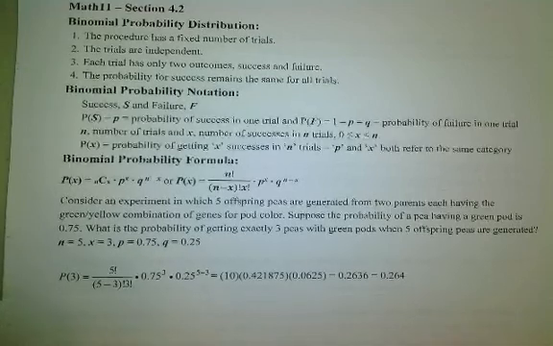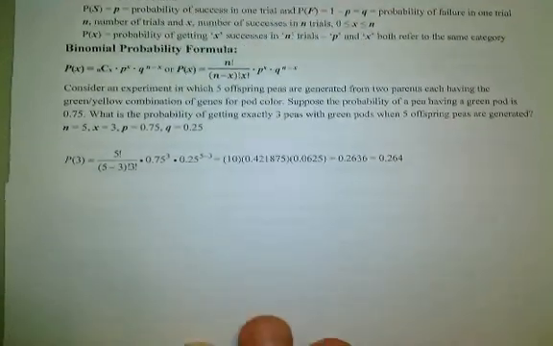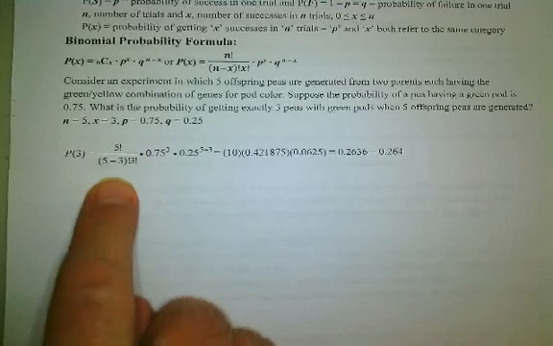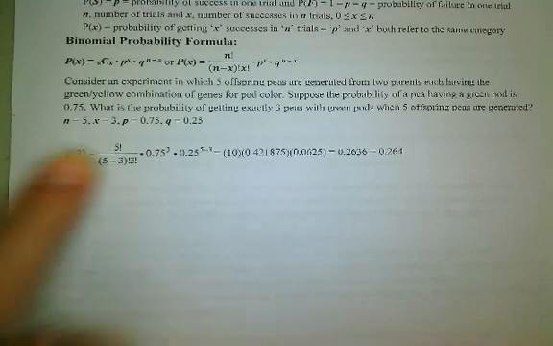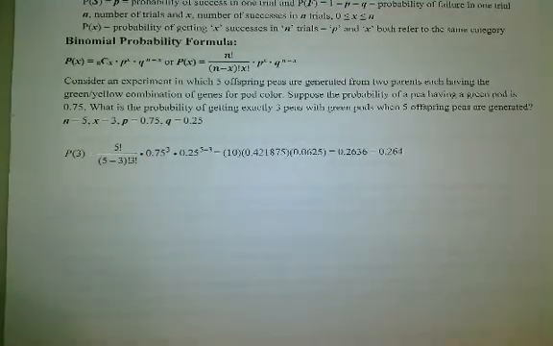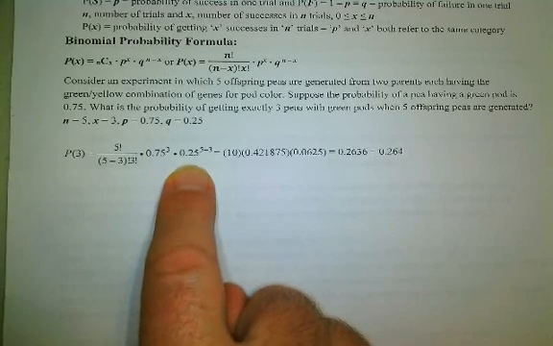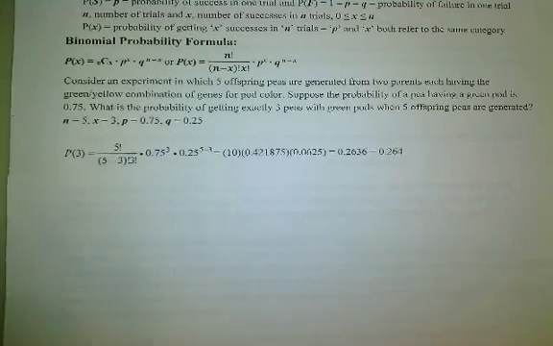So plugging them into our formula. And again, this is just showing you the 5C3 that you could use your calculator to do. 0.75 cubed, because we wanted 3 successes. 2 of them would be left, 5 minus 3. Chance of not having the green one, having a yellow one, 0.25. Multiply all those things out, and we get just over 26% chance of having exactly 3 green pods.